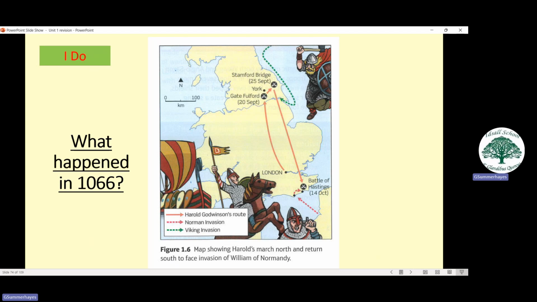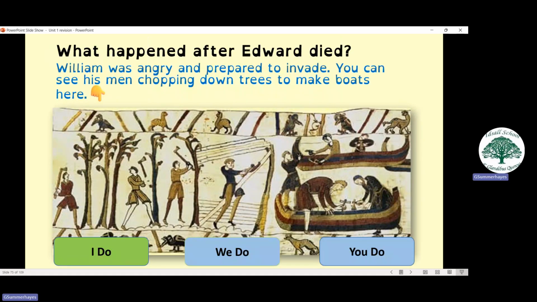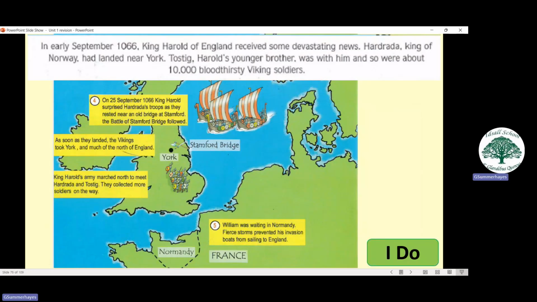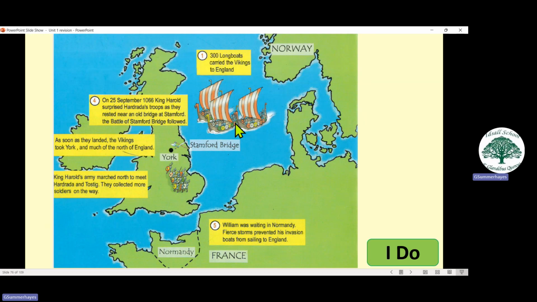And here's a map. You're going to see a few maps. So that's the dotted line, the Viking invasion, and then Godwinson going up from London and then coming back down. So that's a tapestry of William and his men chopping down trees to make boats. That's the 10,000 Viking soldiers sailing over to the north of England.